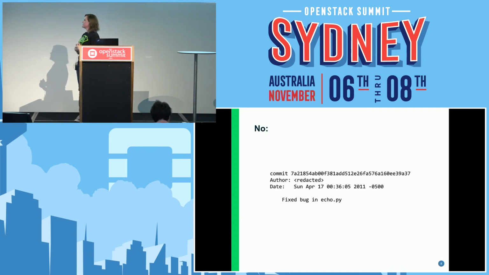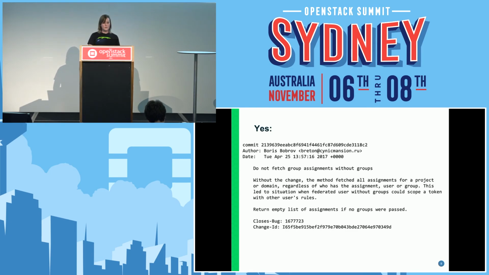So this is a really old example from Keystone of something that I don't want you to do. It does not say what the bug was, and even if you look at the code that was changed, it's not obvious what the bug was or how it was fixed. And it doesn't make the case that this bug was affecting anybody at all. Maybe the world could have gone on with this bug in there forever. So please don't write commits like this.